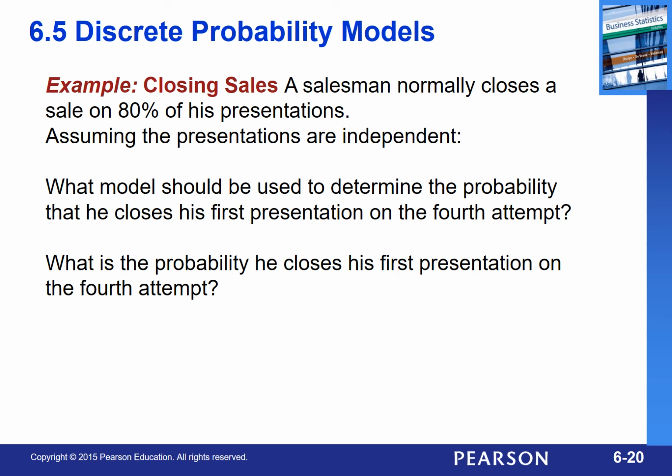It's fine. Anyway, so a salesman normally closes a sale on 80% of his presentations. Assuming the presentations are independent because they are different individuals, what model should be used to determine the probability that he closes his first presentation on the 4th attempt? So we're talking about his first success, and it's on the 4th try. This looks very much like a geometric model. So be thinking fail, fail, fail, success. So it happens here and only here as his first success. It didn't happen in less than 4. It's on the 4th time.